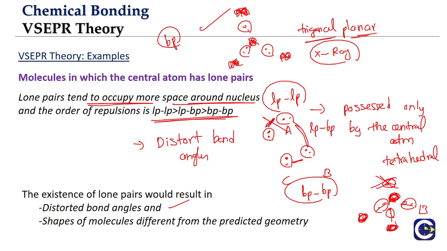So you will see the atom A nucleus and the 3 atoms of B nucleus. Which means the shape of the molecule is going to be different from the predicted geometry. How it is going to be different, we'll have to look at the examples. So these are the two aspects that we need to keep in mind when we are talking about molecules having the lone pair of electrons.